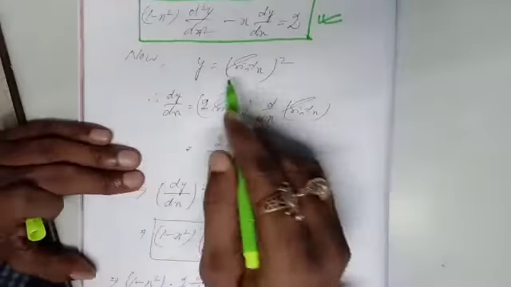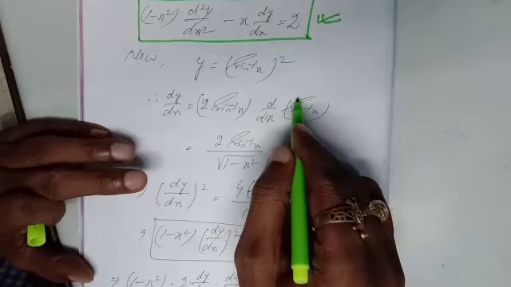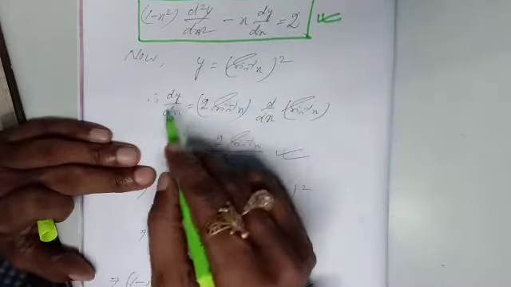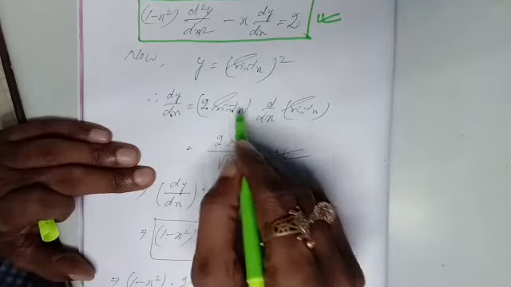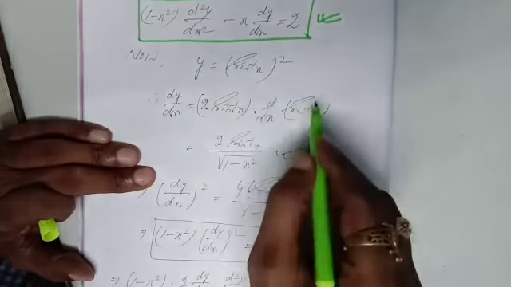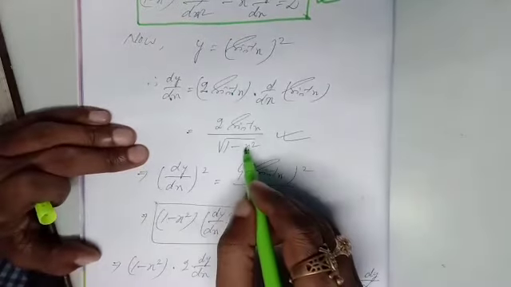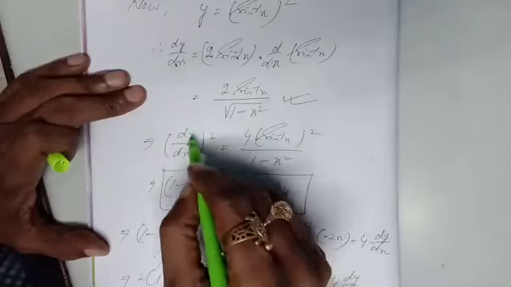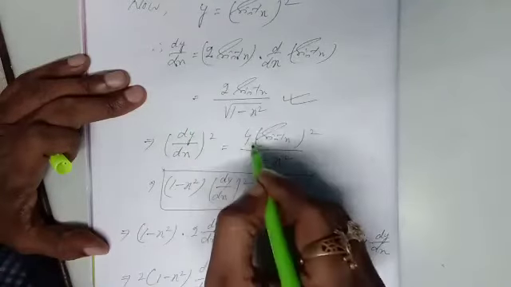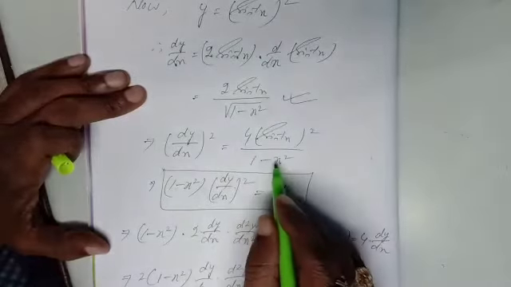Taking the given y is equal to sin inverse x whole square, differentiating both sides with respect to x, this will be dy by dx. As it is a square, this should be 2 sin inverse x times the derivative of sin inverse x. The derivative of sin inverse x is nothing but 1 by root over 1 minus x square. Squaring both sides, what will you get? dy by dx whole square is equal to 4 sin inverse x whole square, and this root over will vanish, 1 minus x square.